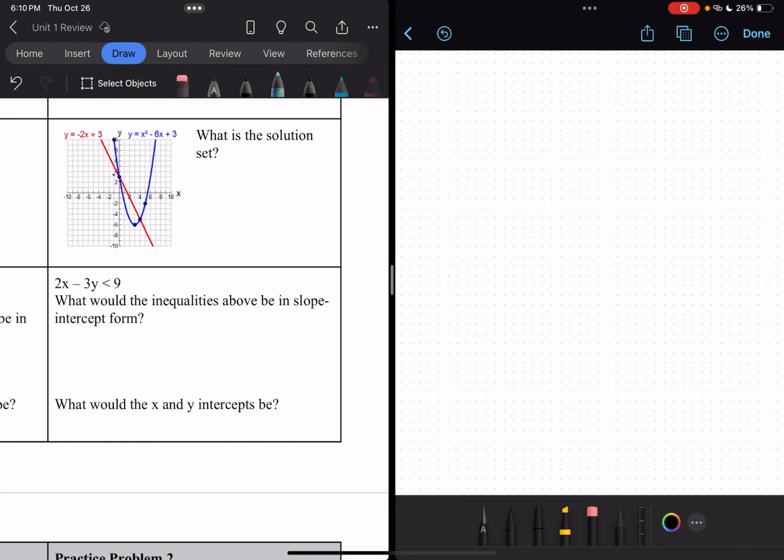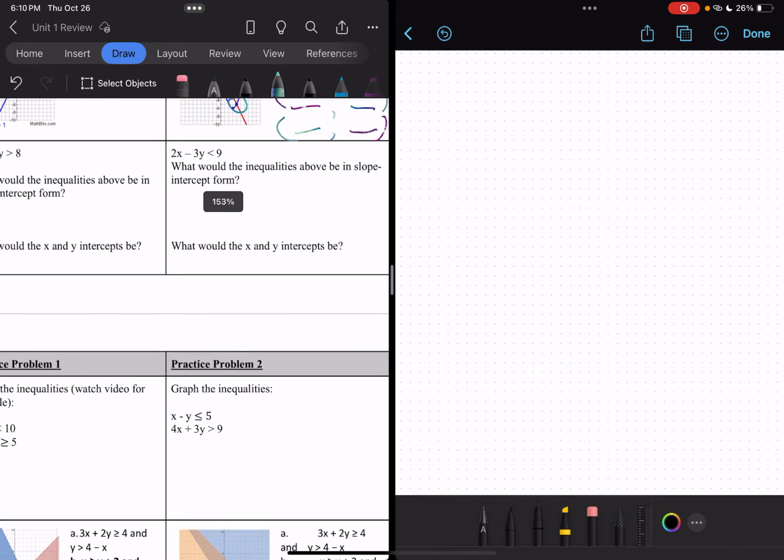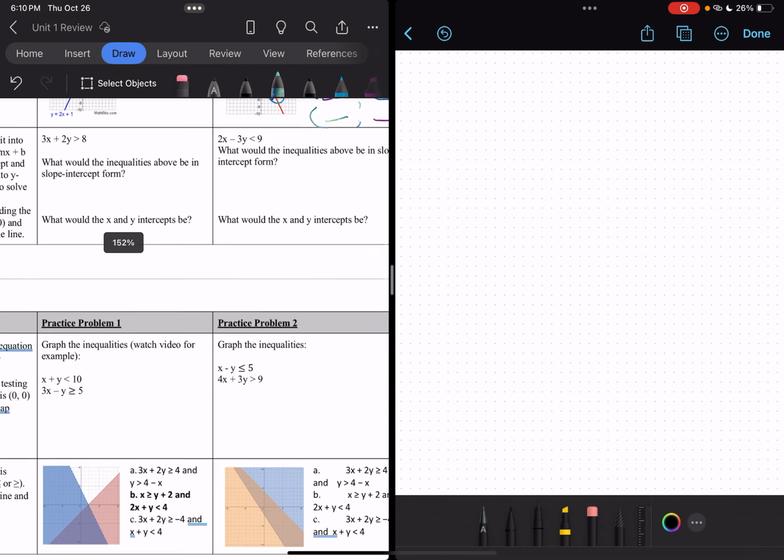So here we see an intersection, and here we see an intersection. And so those will be your solutions. So you're going to fill in 2 points where they intersect, and that is your solution. Let's take a look at this one.